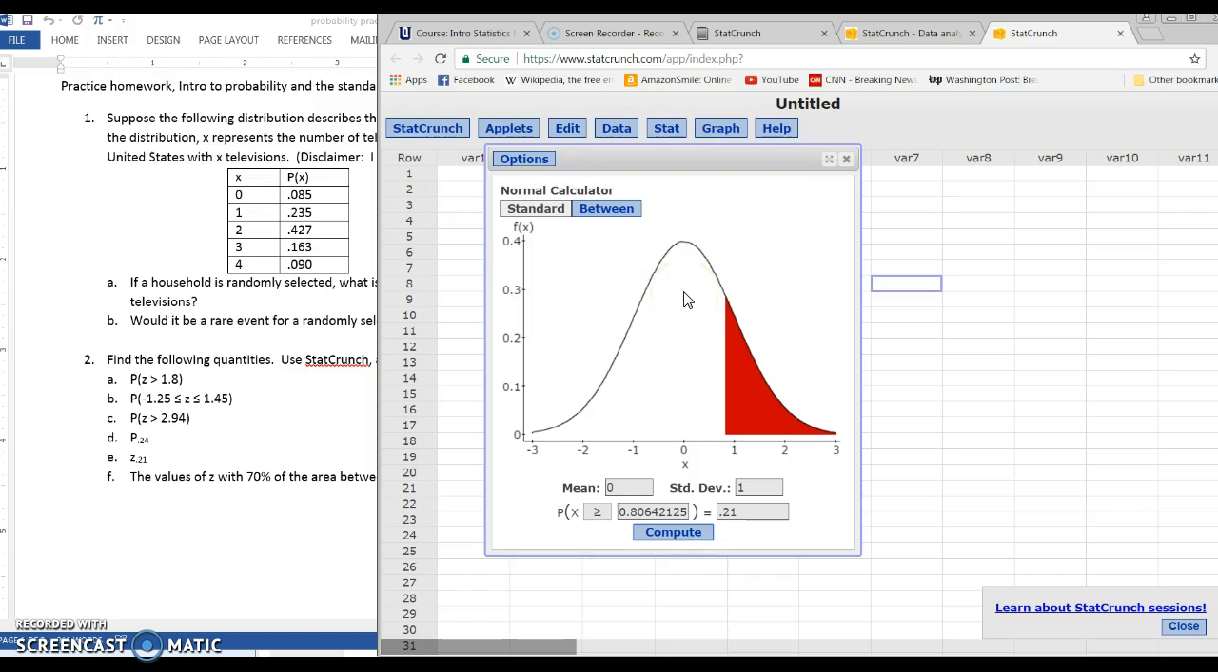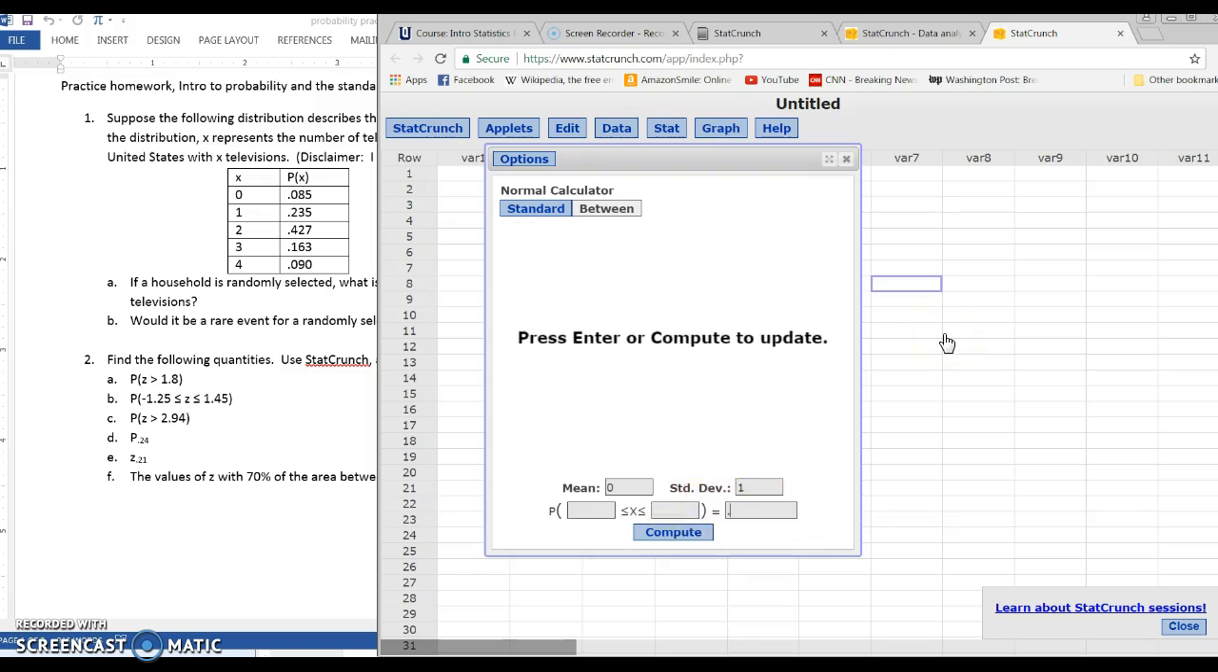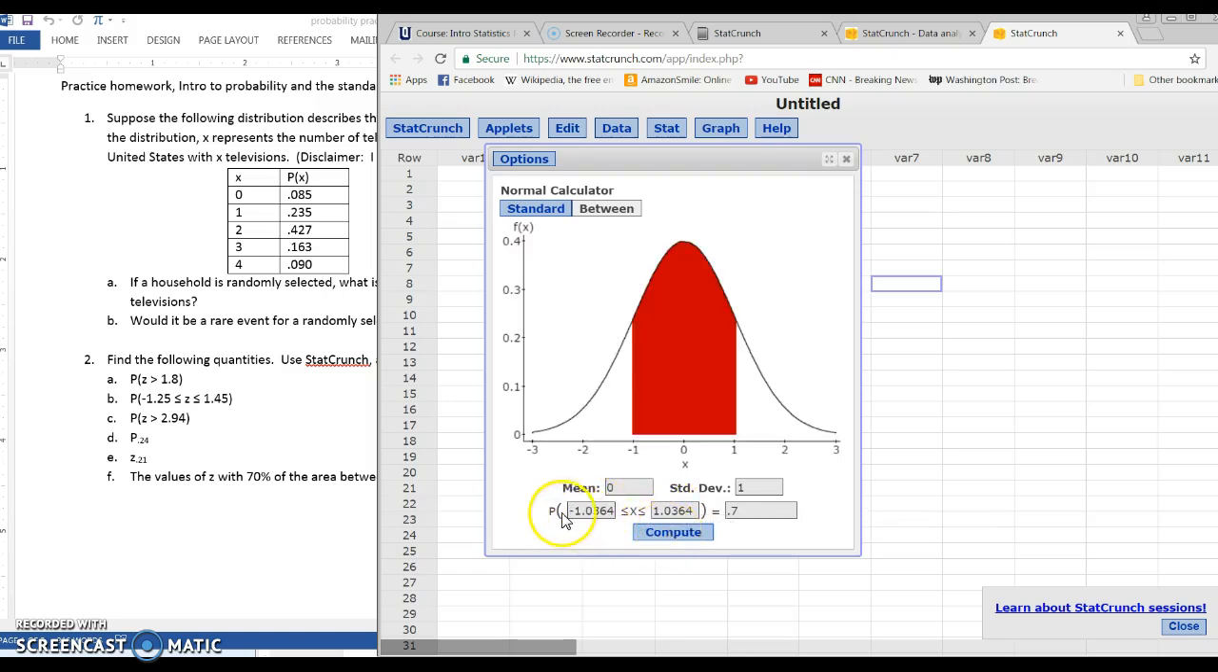And the last problem, the two values of z with 70% of the area between them. We need between. And we're going to change this value here, the probability, to 0.7. And it's these two values in here we're looking for. So hit compute, and we get negative 1.0364 and positive 1.0364. So that's this value here and this value here, and the shaded area is 70%.